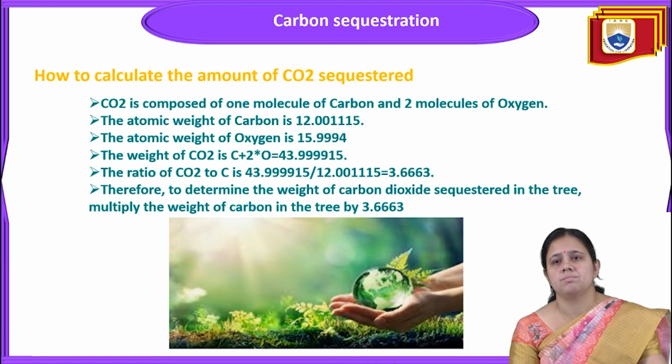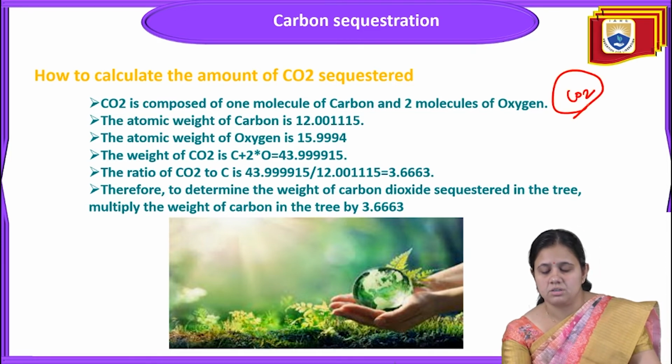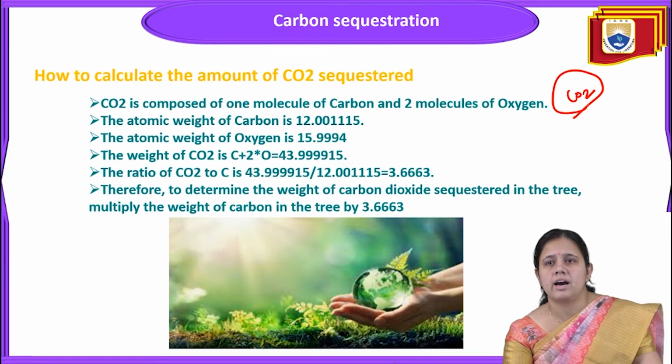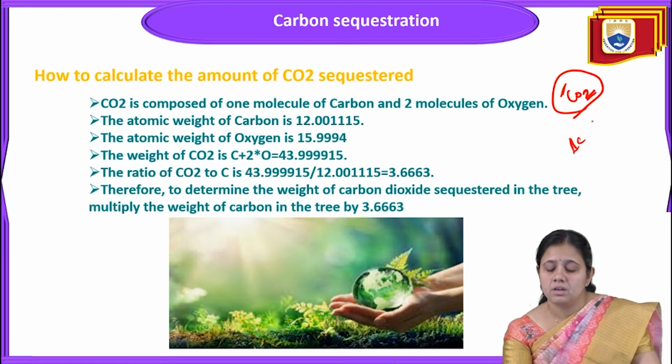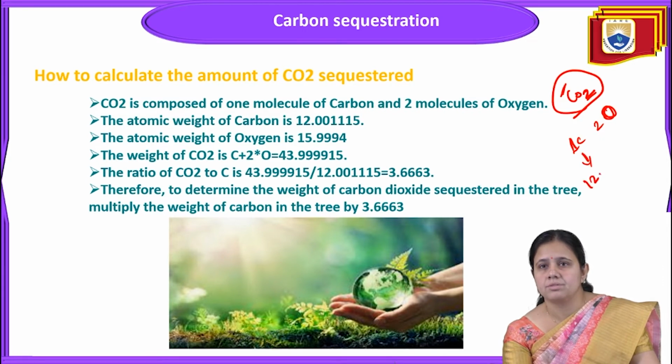Next is how we calculate the amount of carbon dioxide that is sequestered. First of all, as we know, carbon dioxide is composed of 1 atom of carbon and 2 atoms of oxygen. And the atomic weight of carbon is 12. And the atomic weight of oxygen is 16. This is the atomic weight of carbon and oxygen.